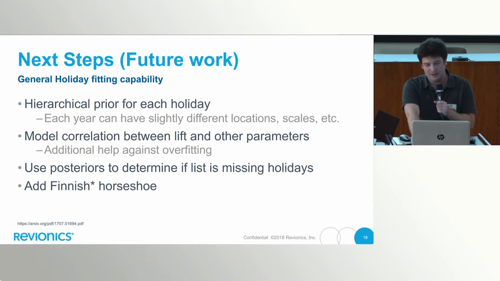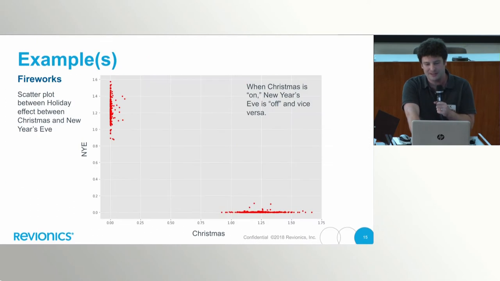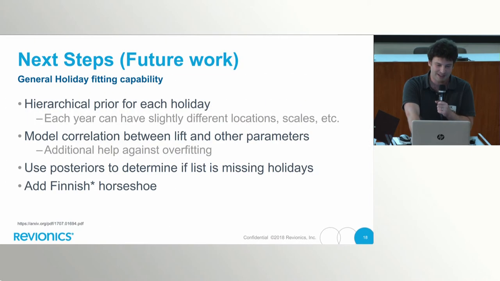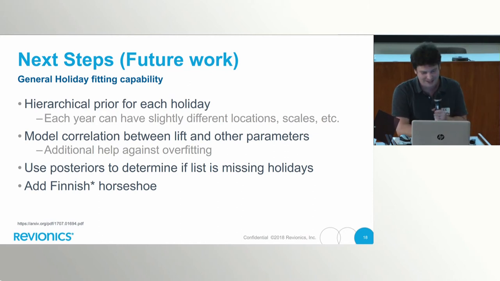The other thing we want to do is simpler stuff. So use these posteriors to figure out if we're missing holidays from our list. And we want to upgrade the horseshoe prior on the lift parameter up to the Finnish horseshoe or regularized horseshoe, which I'm not going to talk about, but you can go to this link here.